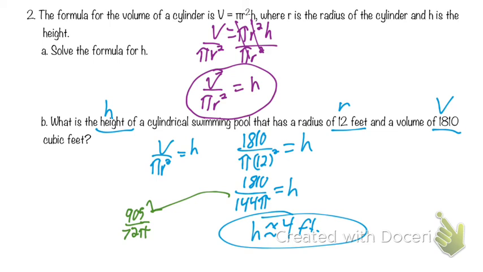They'll give you like 4 point something if you type in 1,810 divided by 144 pi. Yeah, it goes on forever. There's a pi button on most calculators, or you could type in 3.14 and get an approximation. So there's a couple different ways you could do that.